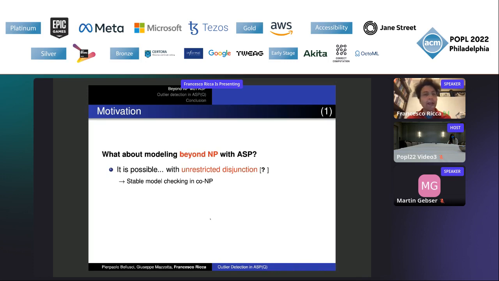So as I was saying, it is possible to model beyond NP, I already mentioned it. It is possible with unrestricted disjunction, and you have to use the minimality of answer sets, basically, to encode more complex conditions. This is rarely elegant and compact.